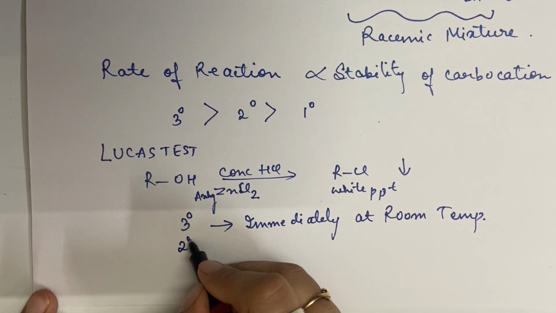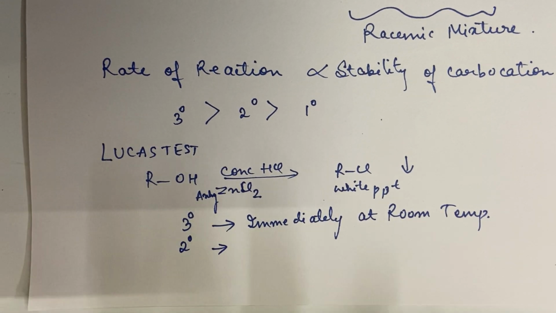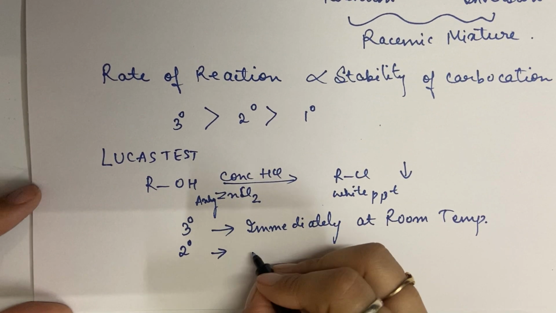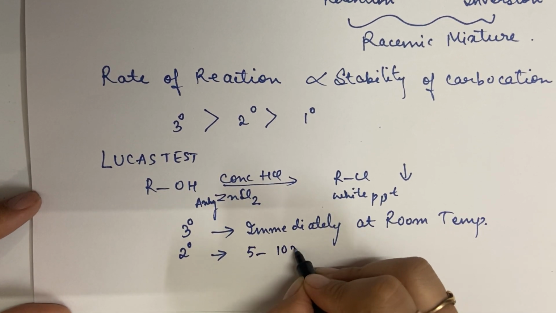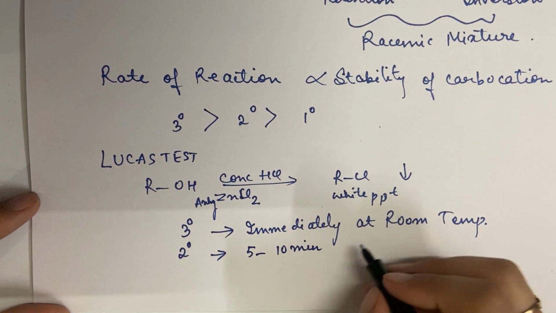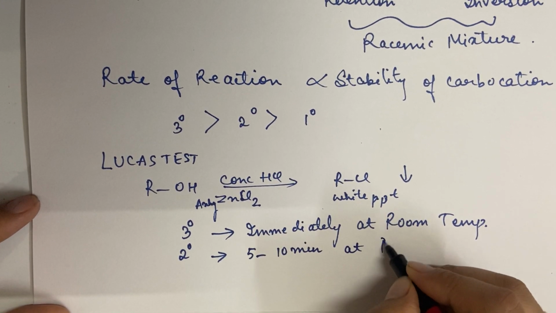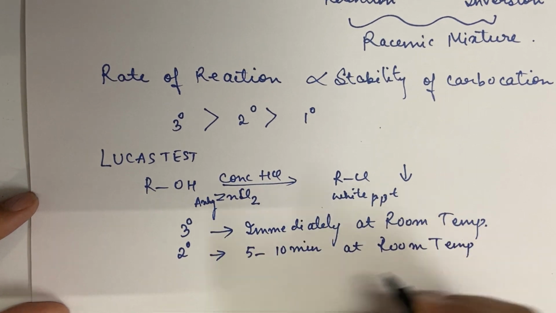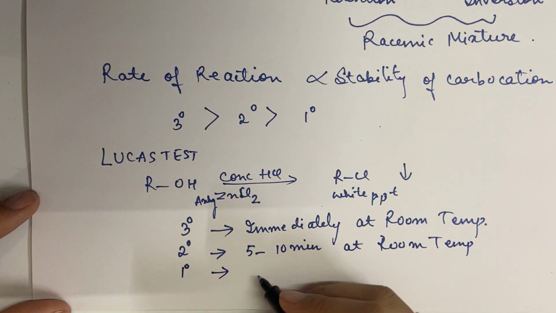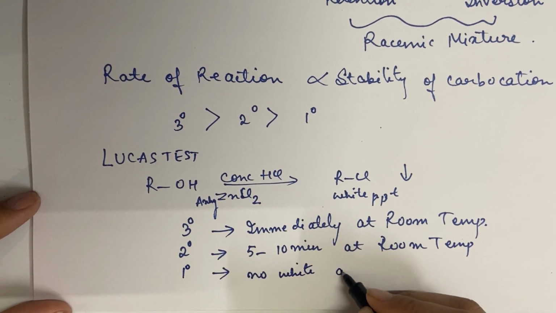Then secondary alcohols will also show the reaction, but the white precipitate will come after 5 to 10 minutes at room temperature. And in the case of primary alcohol, the white precipitate will not come; no white precipitate at room temperature.